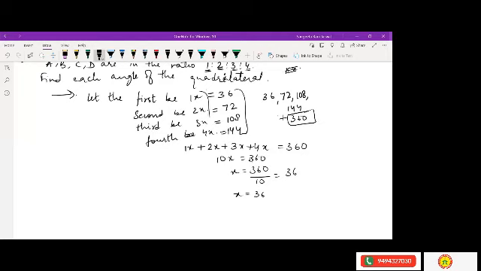Now what did I do? These were the angles I have taken. I added them all and equated with 360 degrees, because I know the sum of all these angles is 360 degrees. When I added them all, it became 10x, and from here I got the value of x. Wherever I had x, I put the value of x. 1 into 36 gave me 36, 2 into 36 gave me 72, 3 into 36 gave me 108, 4 into 36 gave me 142. That's how I got all four angles.